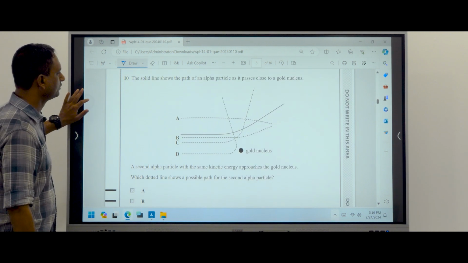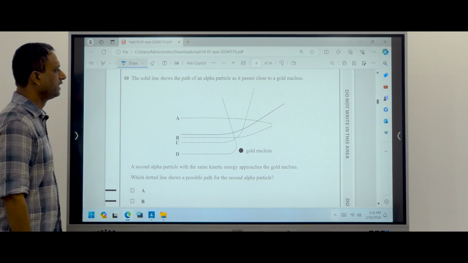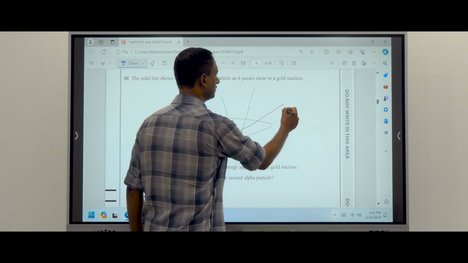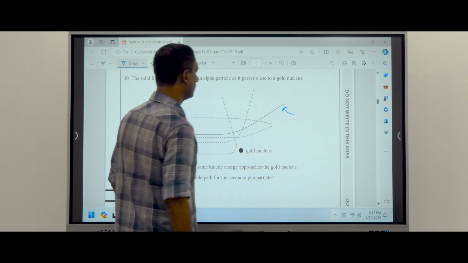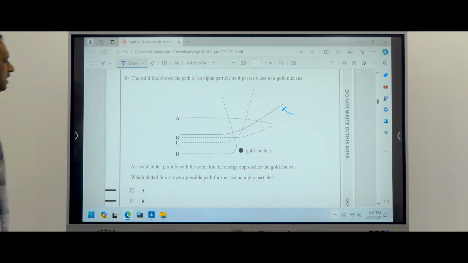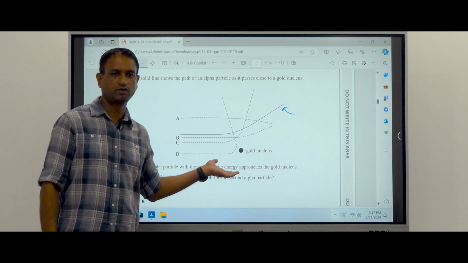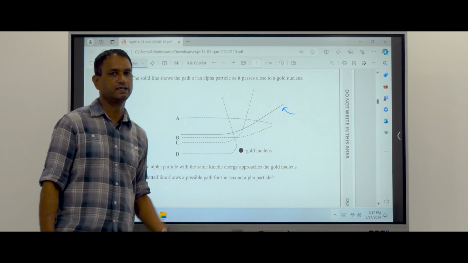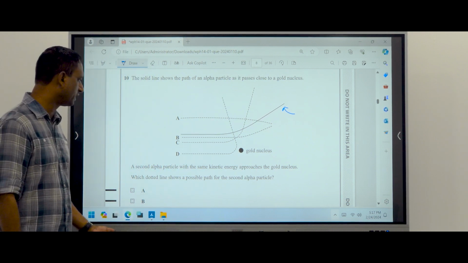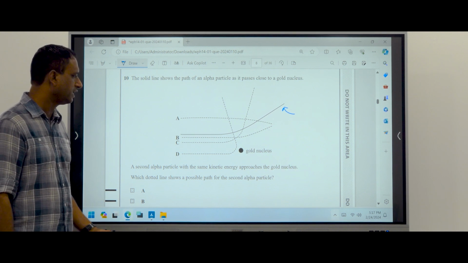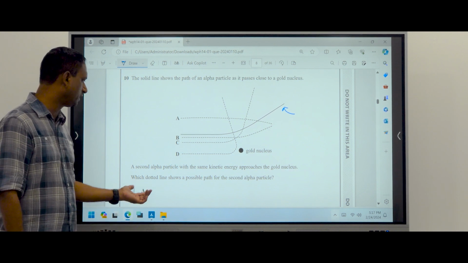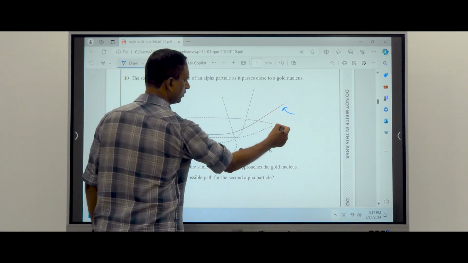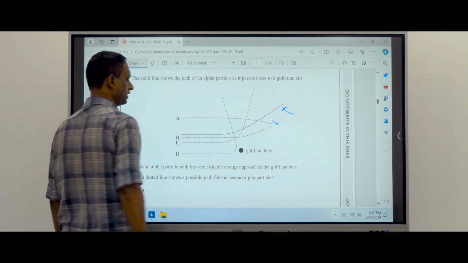The solid line shows the path of an alpha particle as it passes close to a gold nucleus. This solid line shows the path of the alpha particle. The alpha particle is positively charged, and the gold nucleus is also positively charged, so they repel, and that's why the alpha particle is deflected. A second alpha particle with the same kinetic energy approaches the gold nucleus. Which dotted line shows a possible path for the second alpha particle? A is obviously wrong because it is attracted towards the gold nucleus.